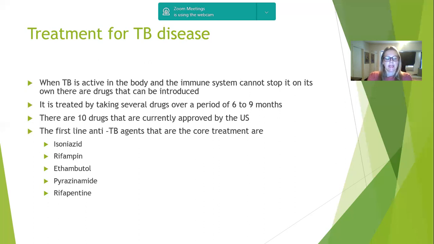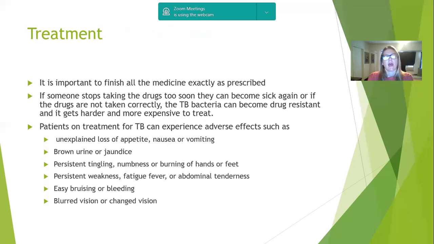The first line of anti-TB agents that are the core treatment are isoniazid, rifamycin, ethambutol, pyrazinamide, and rifapentine. As with all medications, it is important to finish all the medicine exactly as prescribed. If someone stops taking the drugs too soon, they can become sick again, or if the drugs are not taken correctly, the TB bacteria can become drug resistant, and it gets harder and more expensive to treat.